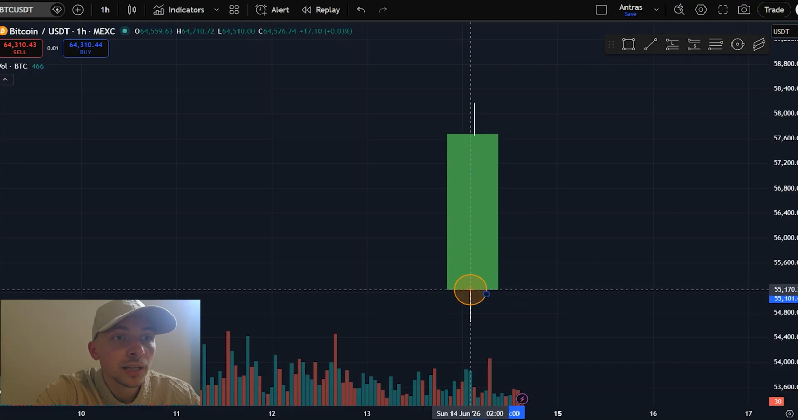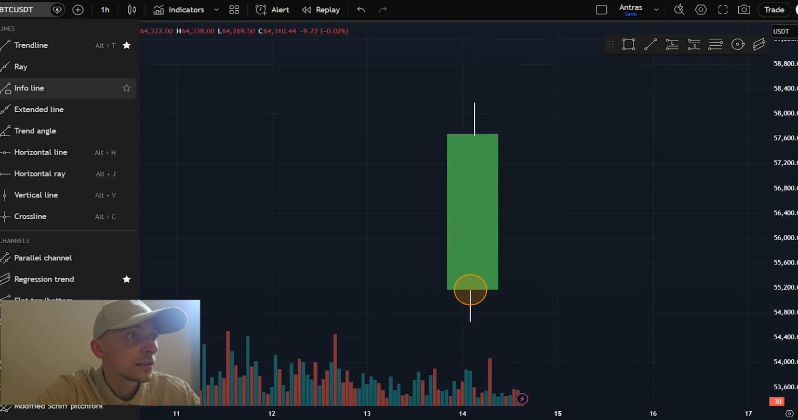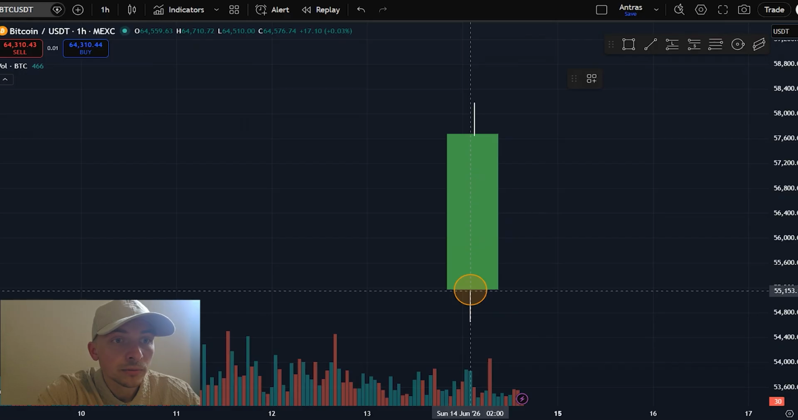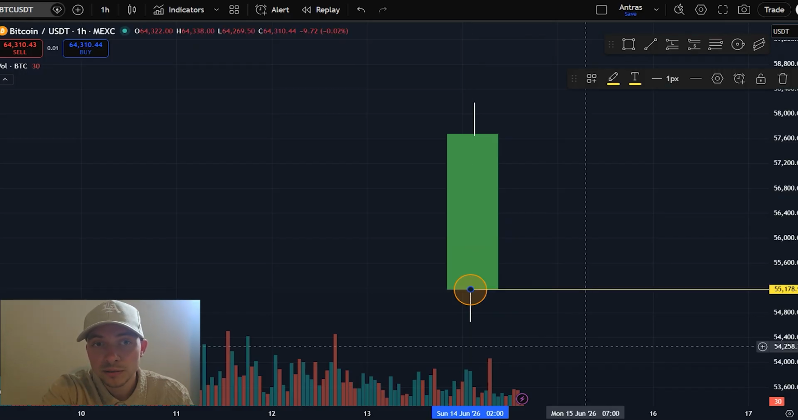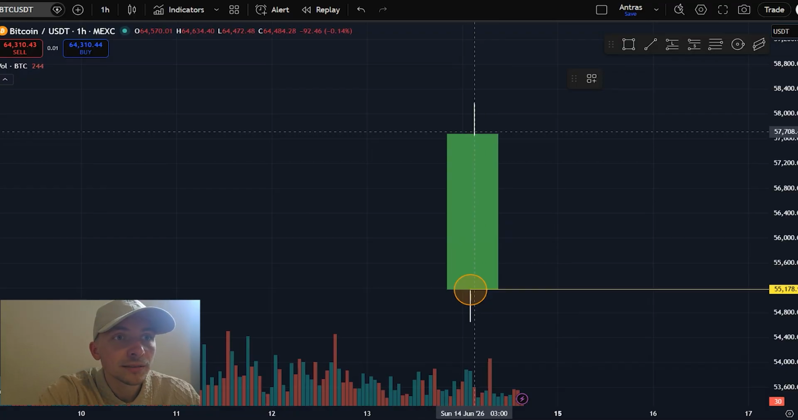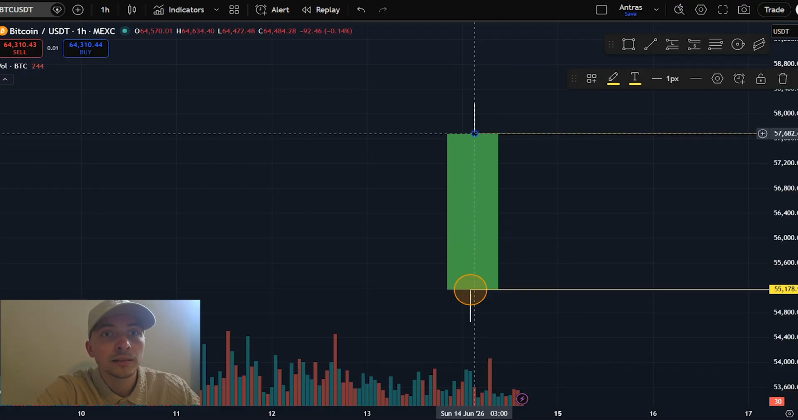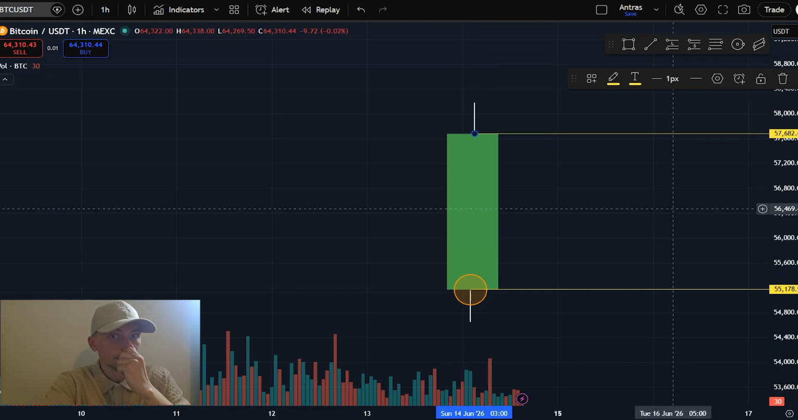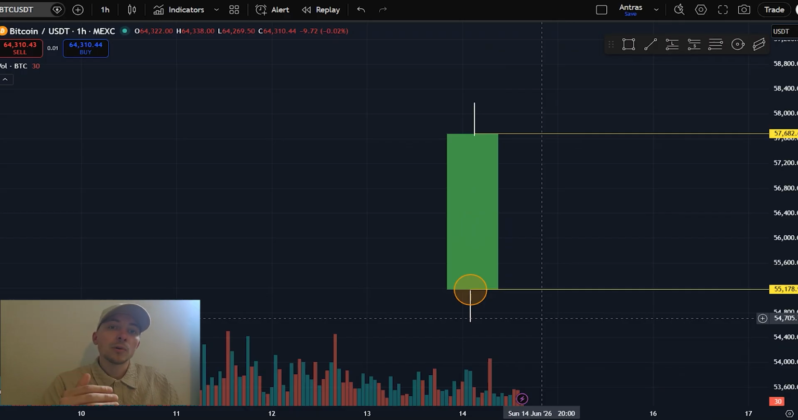Here we have our open price, which is around 55,180, give or take. Our close price was here when our 1 hour ended: 57,680. It shows that in 1 hour Bitcoin grew from 55k to basically 57.5k. So that's 2,500. It's not so common, but it's really possible.